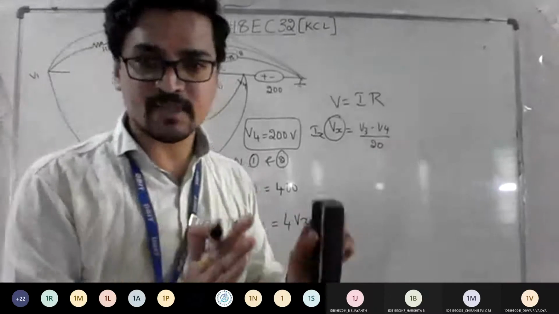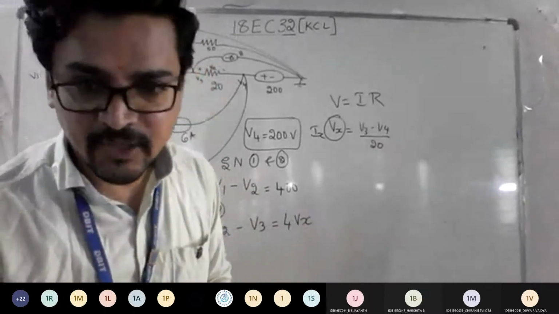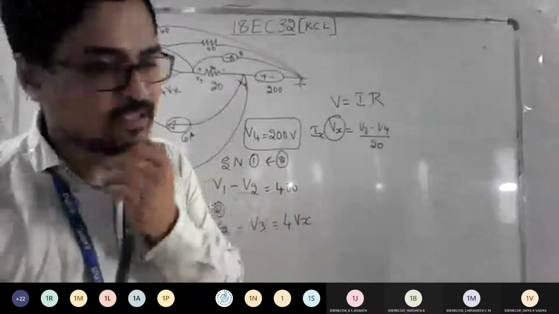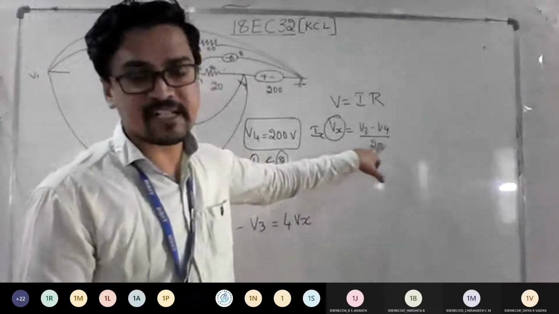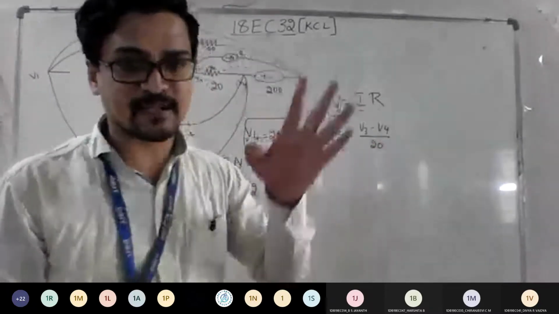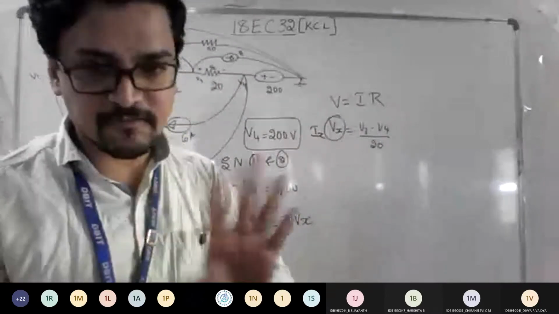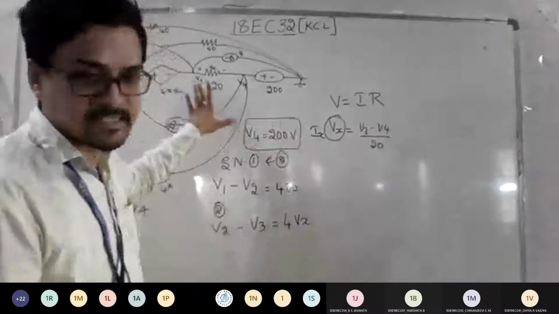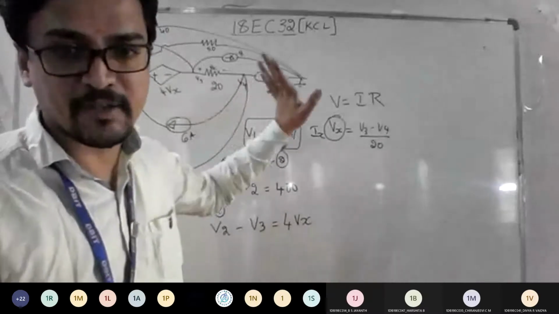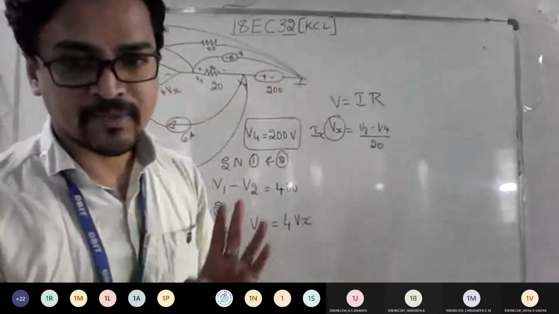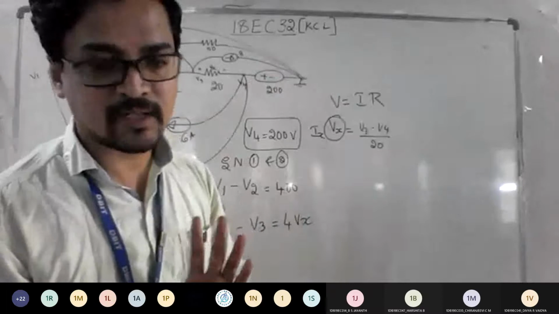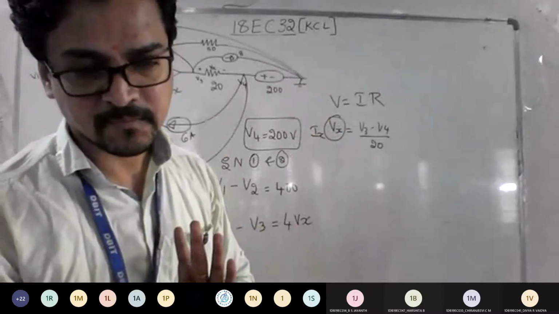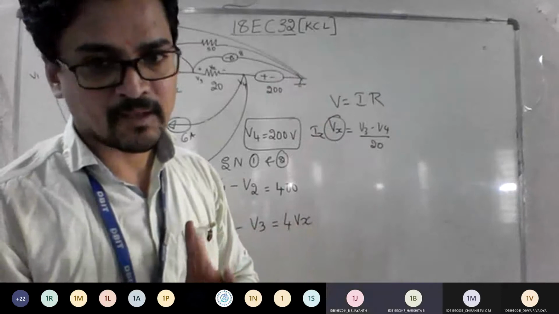Because I want voltage in terms of voltage only. Is it fine? This is a mistake you will commit in the exam. You will simply write V3 minus V4 by 20. Just think, that is for current, not for voltage. So whenever you come across such things, straight away write V3 minus V4. Don't divide by 20. This is the only mistake you will commit while doing such type of problem. So am I clear to everyone? Yes, sir. Good.